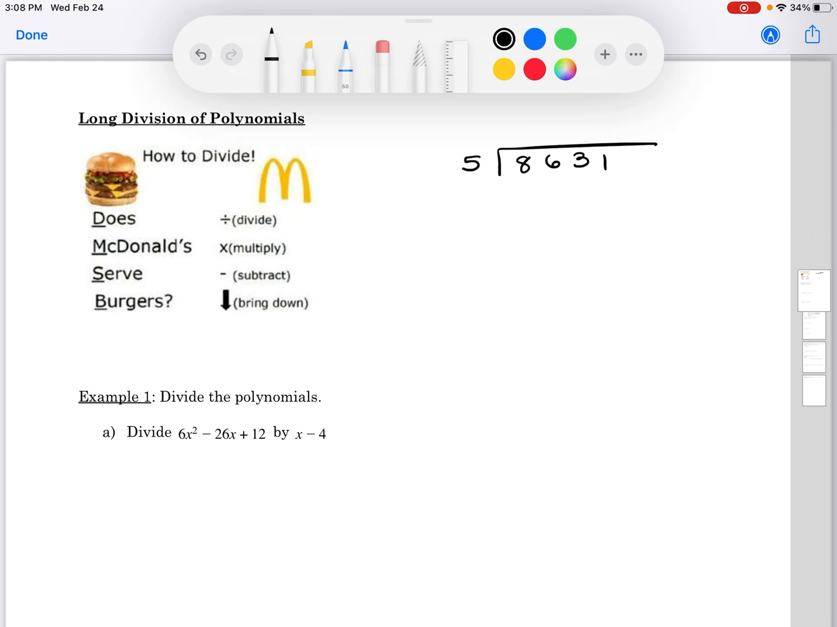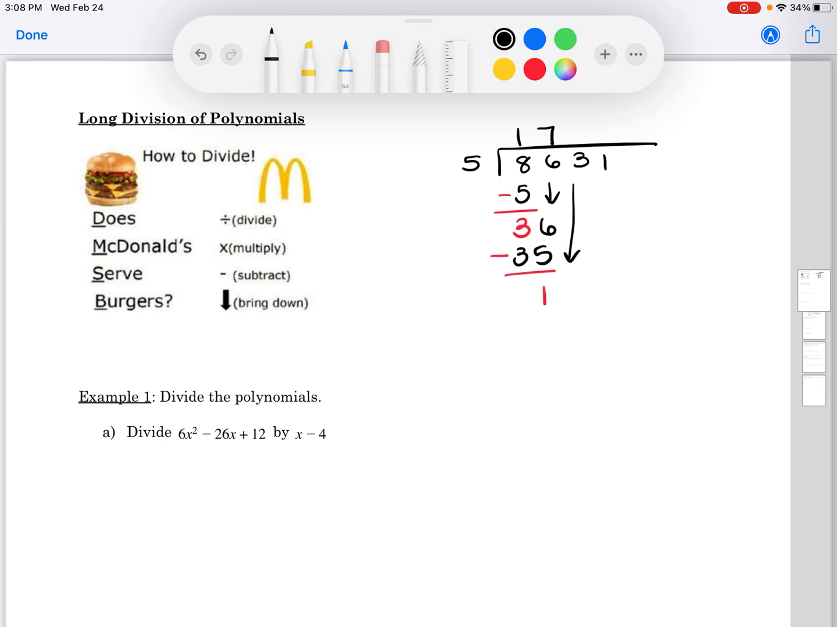Okay, the first thing we would say is, how many times does 5 go into 8? It goes in once. And then I would multiply 1 times 5 to get 5. Then I would subtract, and I would get 3. And then I would bring down the 6, and I'd do it all over again. 36 divided by 5 is going to give us 7. 7 times 5 is 35. Next thing I would do is subtract, and that gives us a 1.